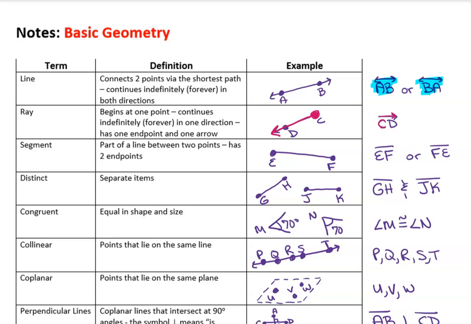For a segment, you have to have two endpoints, an endpoint here and an endpoint here. And the segment is the one that connects in between. Okay, it can be written either way as segment EF or FE. The order doesn't matter.